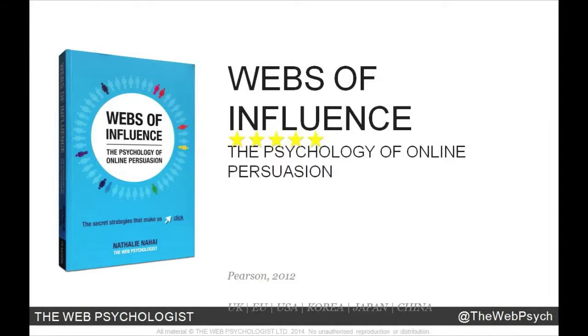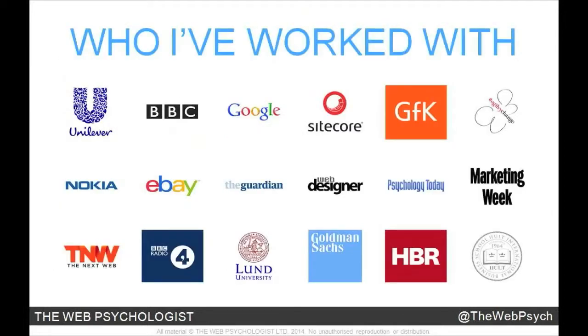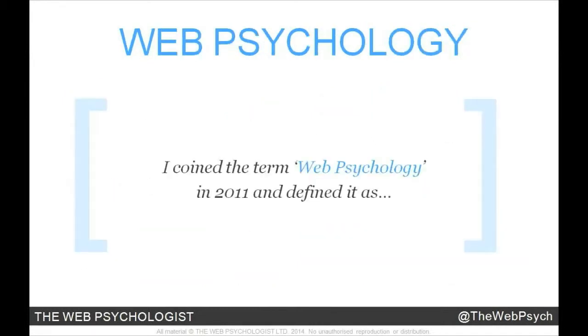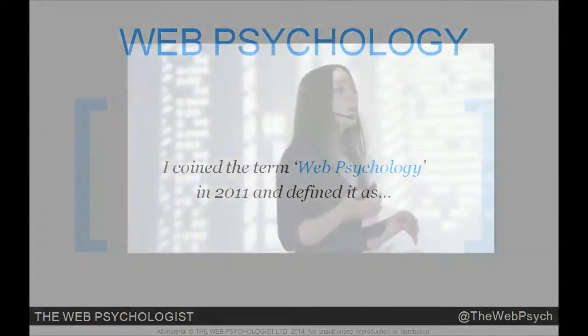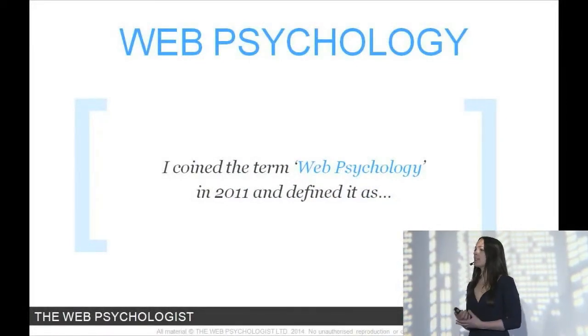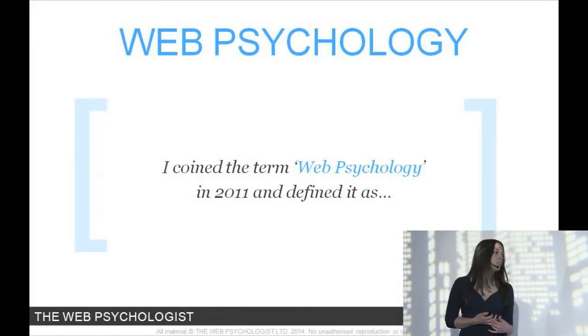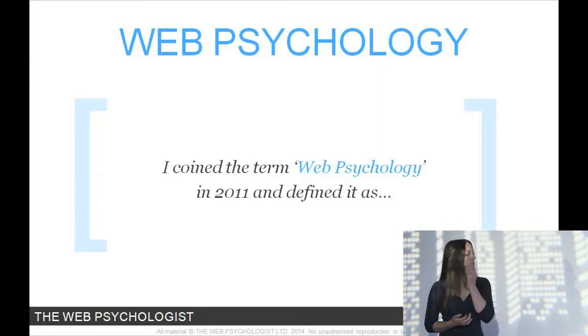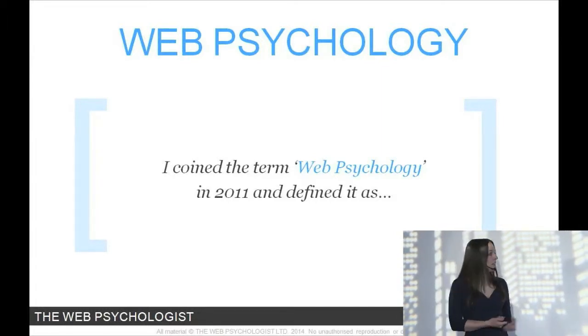In 2011, I coined the term web psychology and defined it as the empirical study of how our online environments, that's things like websites, apps, social platforms, emails, anything basically that you find online, how all of these environments influence our behaviors and our attitudes. And the reason that it's useful is because it provides a psychological toolkit that you can use to help you design more persuasive apps and experiences and websites.